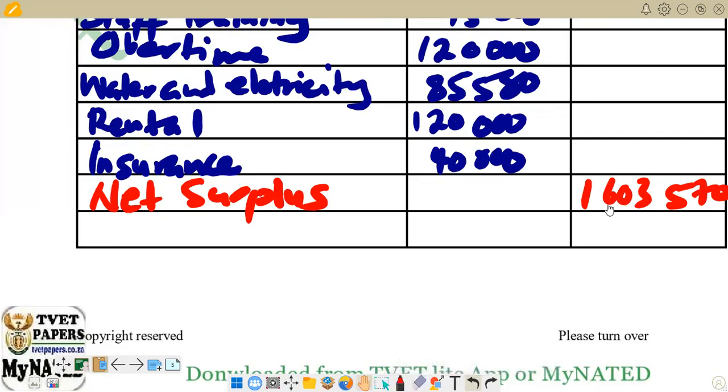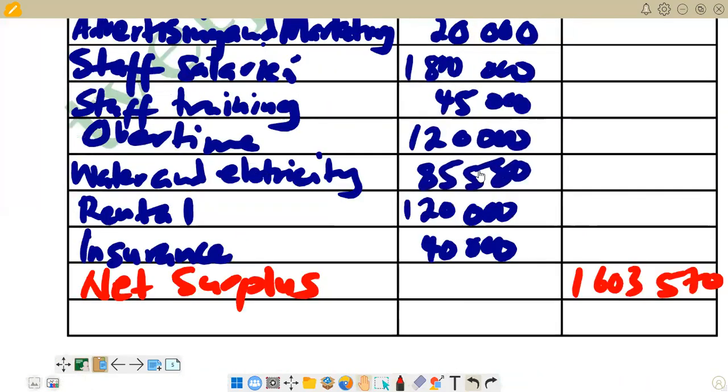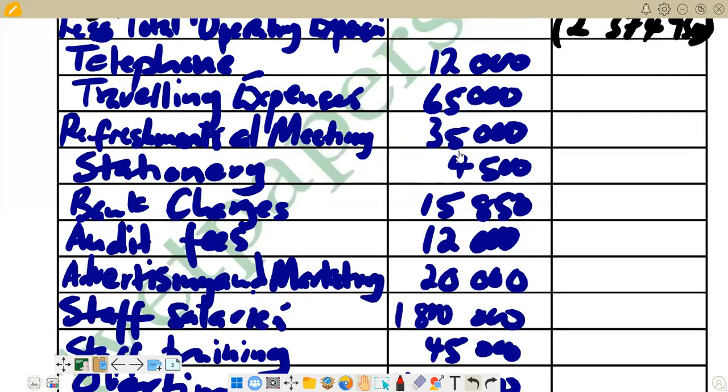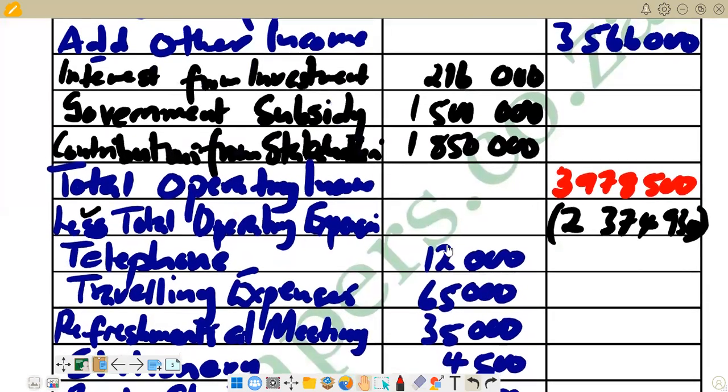To just confirm this positive figure of a net surplus, we can go back there and see why we got a positive. We got a positive because we are saying total operating income minus total operating expenses, and our total operating income is greater than this one. So if you say this one minus this one, obviously we are going to get a positive figure. So this is what we have, guys, in terms of a projected master budget.